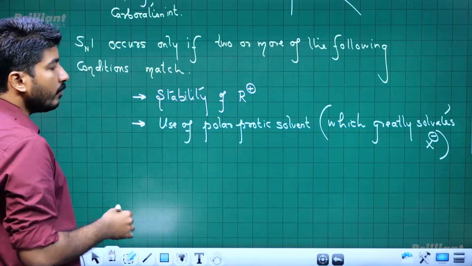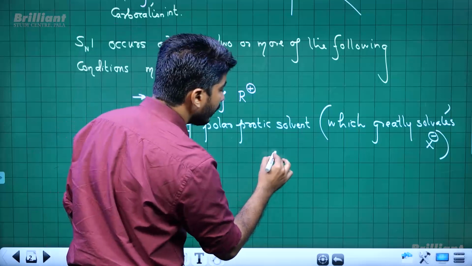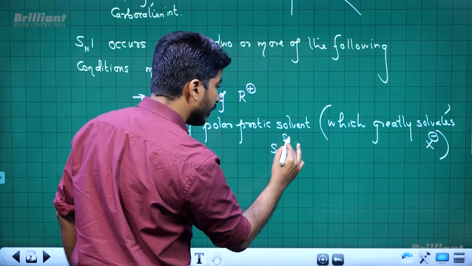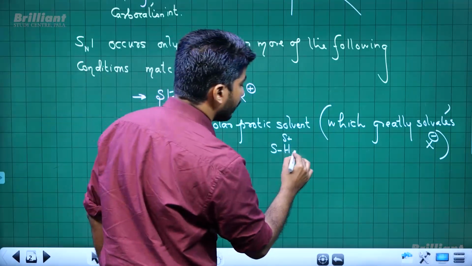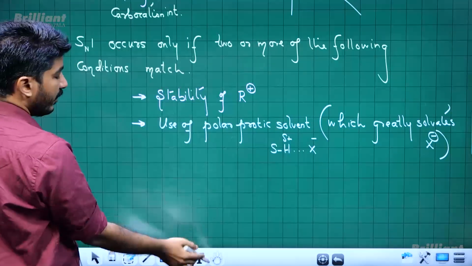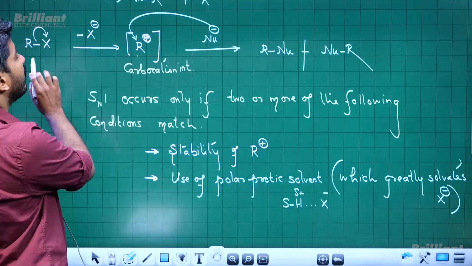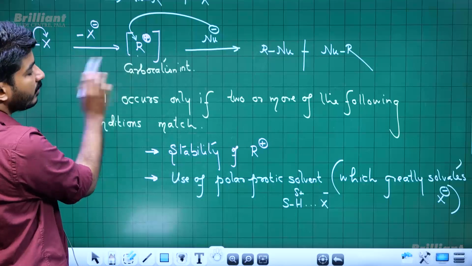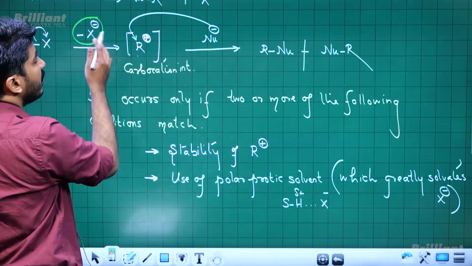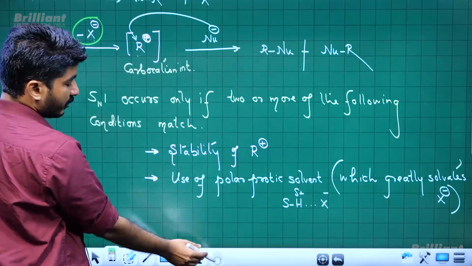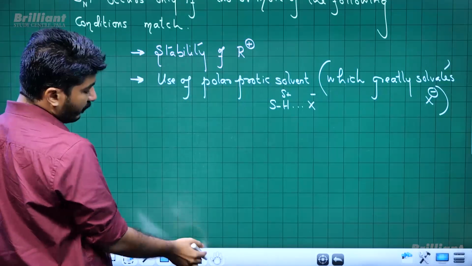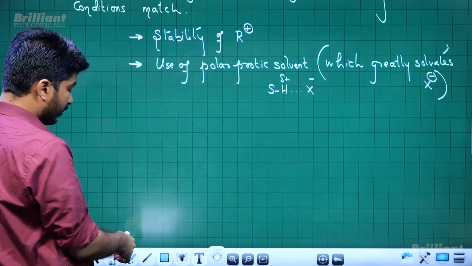Polar protic solvent: since there is a hydrogen bonding possibility, a polar protic solvent molecule has a delta plus hydrogen, and the hydrogen bonding highly solvates the anion, the leaving group anion, thereby promoting the dissociation of RX. So the polar protic solvent stabilizes this species in the medium, thereby promoting carbocation formation. That is the second criterion for the SN1 mechanism to happen.